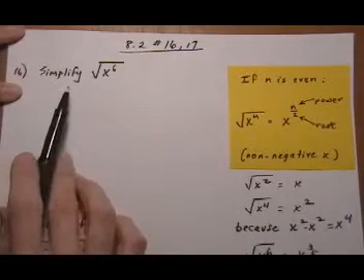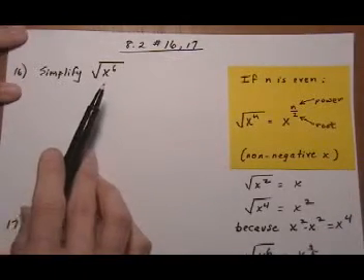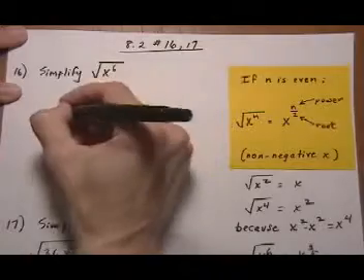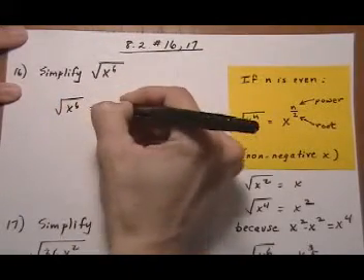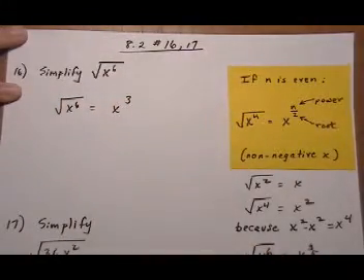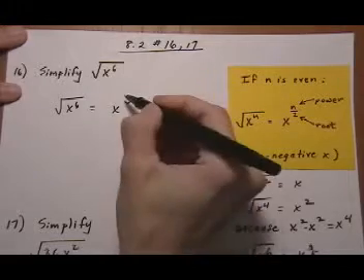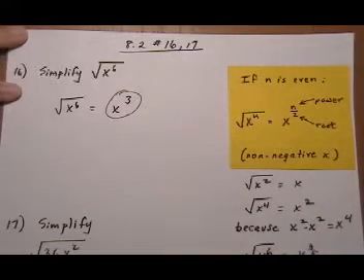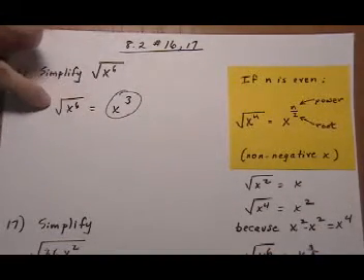So on number 16, simplify root x to the 6th. Root x to the 6th equals x cubed, because x cubed times x cubed gives us x to the 6th. So we do 6 divided by 2, power divided by root.